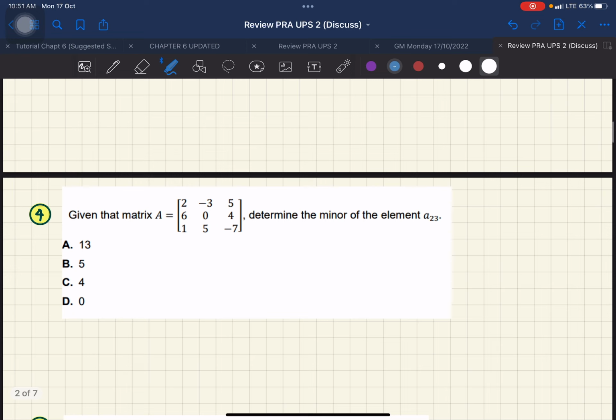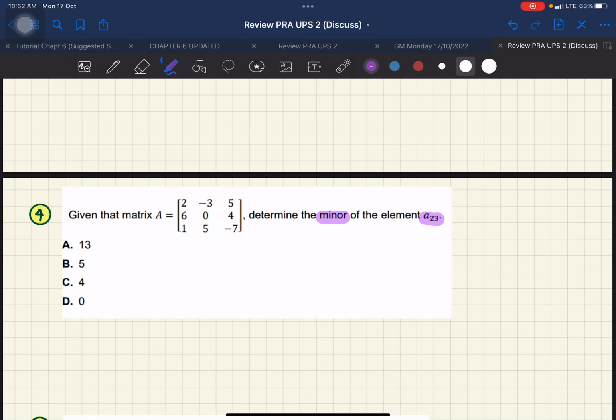So number 4. Given that we have a matrix, so determine the minor of the element A, 2, 3. So dia kata minor. Minor of the element A, 2, 3. So you need to know the difference between minor dan juga cofactor. Okay, soalan minta kita cari minor, not cofactor. Kalau cofactor, it's gonna involve the positive and negative sign dekat depan minor awak. So yang ini dia minor sahaja.